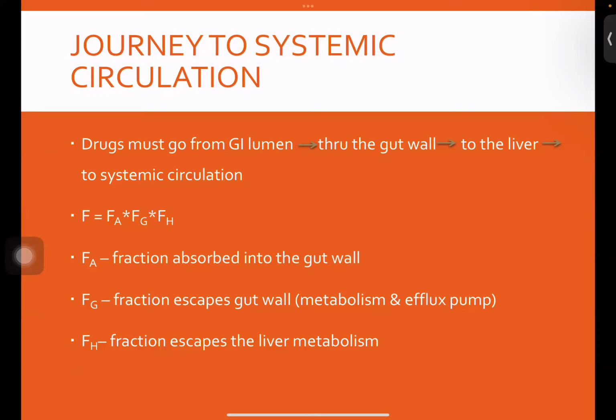We can break bioavailability into fraction absorbed, which is going from the gut lumen, and what percentage of that is absorbed, and then what percentage of it makes it through the gut wall, and then what percentage of it makes it through the liver. Okay, so we have FA, FG, and FH. You multiply all those together to get your overall bioavailability. Is everybody good with that? So fraction that's absorbed, fraction that escapes gut wall metabolism, and the fraction that escapes liver metabolism. So these are all the fractions that make it.